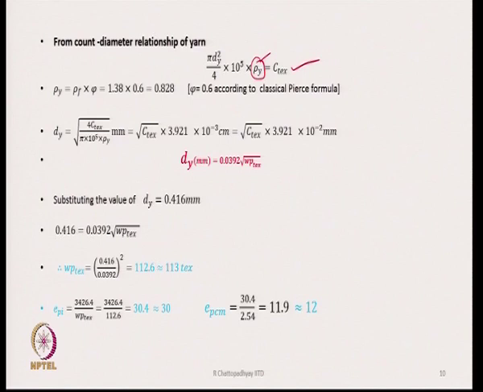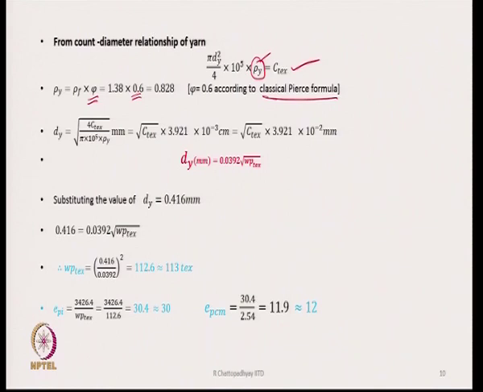Now, it all depends on the packing value. Yarn density is fiber density into packing factor. The packing factor chosen here is around 0.6, which is also a typical packing factor, based on the classical formula of Pierce we are using here, which gives a value of 0.6, the packing coefficient.